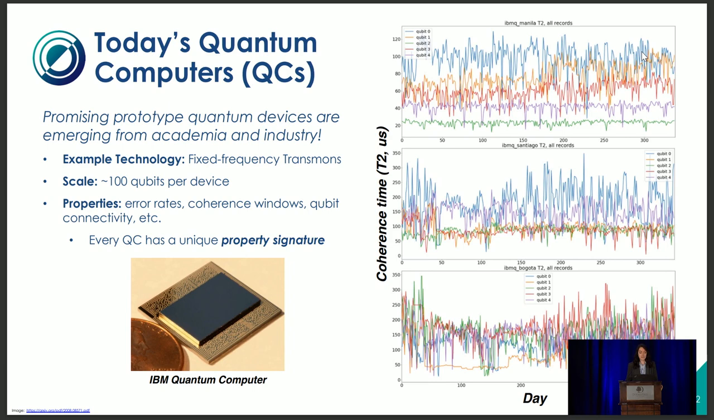So each quantum device has this property signature that's unique today. There are a lot of research efforts to make these devices more homogeneous as we move into the future, so we can adopt these error correcting codes. But right now we have a lot of variation in our devices. And of course, right here at the bottom left, we have a picture of an IBM quantum computer, one of which is actually on the quantum cloud today.